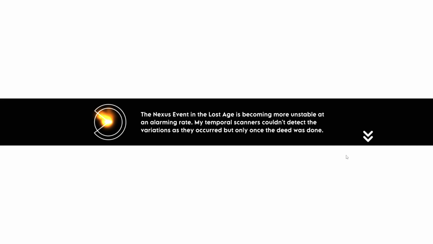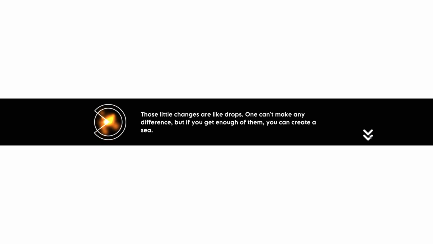The brown billy goat. The Nexus event in the Lost Age is becoming more unstable at an alarming rate. My temporal scanners couldn't detect the variations as they occurred, but only once the deed was done. This could mean only one thing. Whoever is attempting to disrupt the timeline is well aware of our presence and is trying to break the time continuum by flooding it with dozens of tiny, barely noticeable changes. Those little changes are like drops. One can't make any difference, but if you get enough of them, you can create a sea.